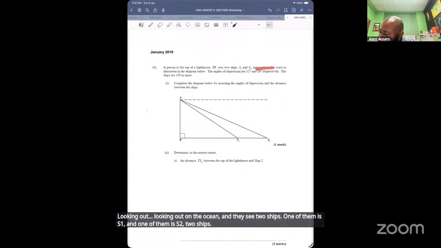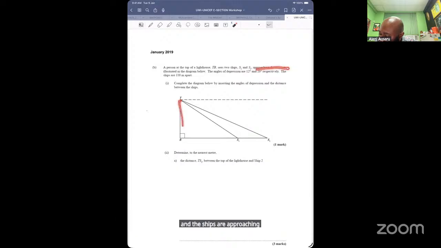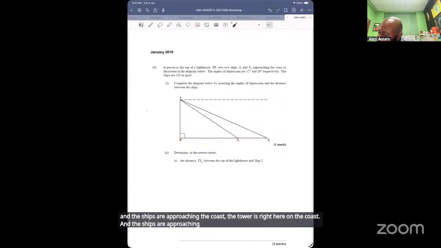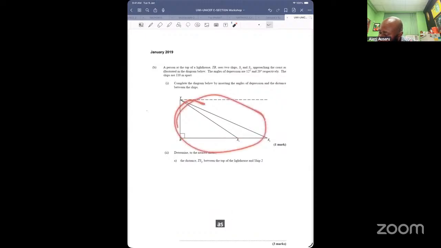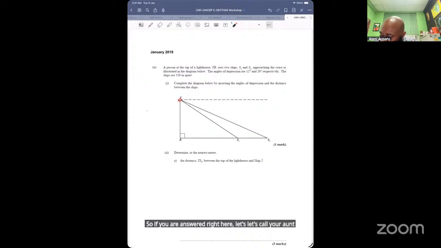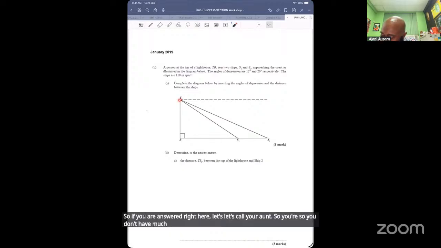And the ships are approaching the coast. The tower is right here on the coast. And the ships are approaching, right? Good. As you see in the picture. So if your eyes are right here, let's call your eyes T. So you don't have much height. You don't have any height.